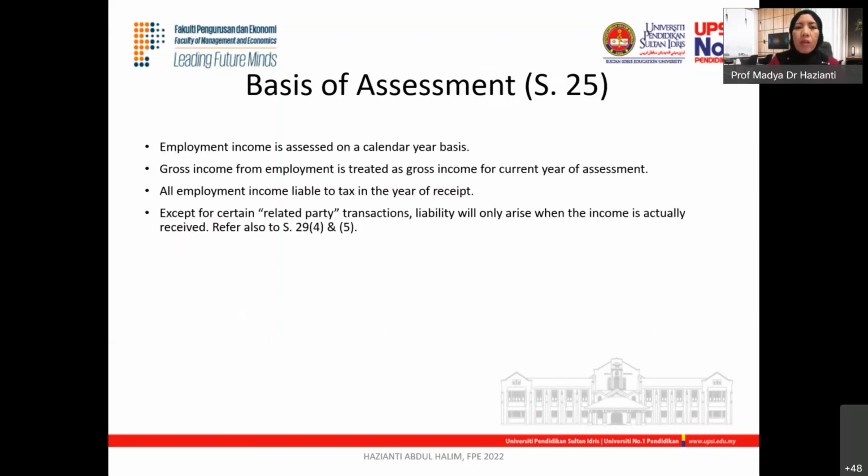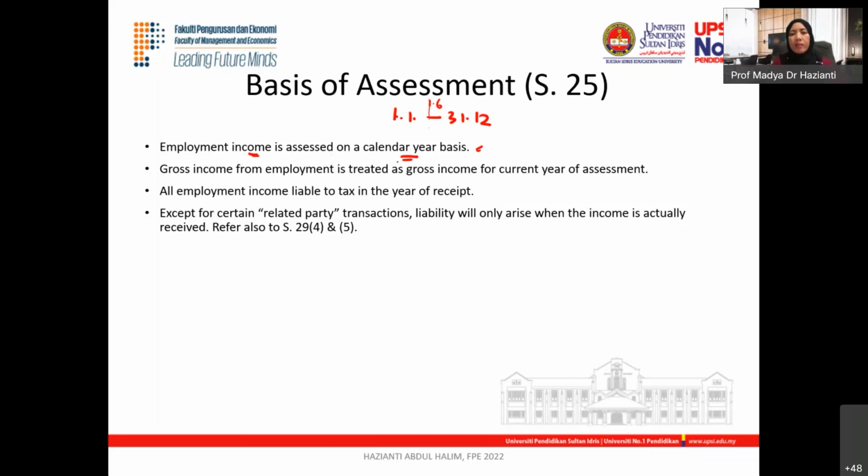Alright, basis of assessment, employment income is assessed on a calendar year basis. You must remember for income tax, the assessment is pay as you earn. It is called pay as you earn, which means our calendar year is 1 January to 31 December. So whatever you earn within this period is counted as one calendar year. Even if you work at a place, let's say starting 1 June, it will count from there. So only 6 months for the year 2022, for example.